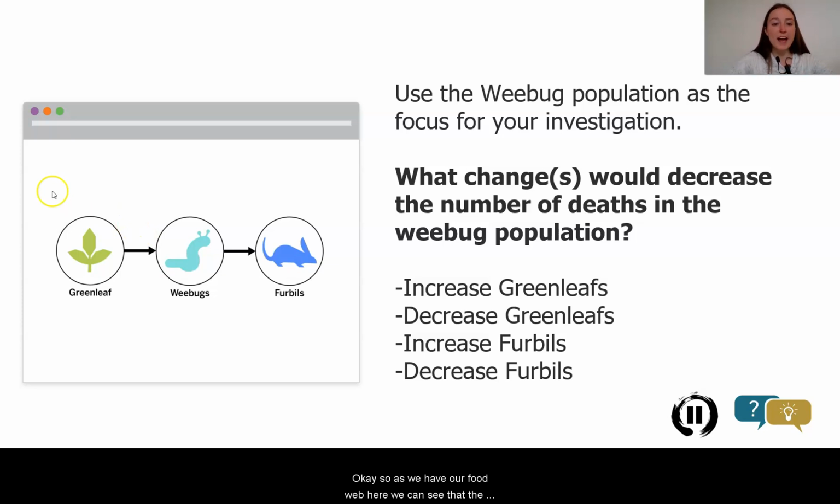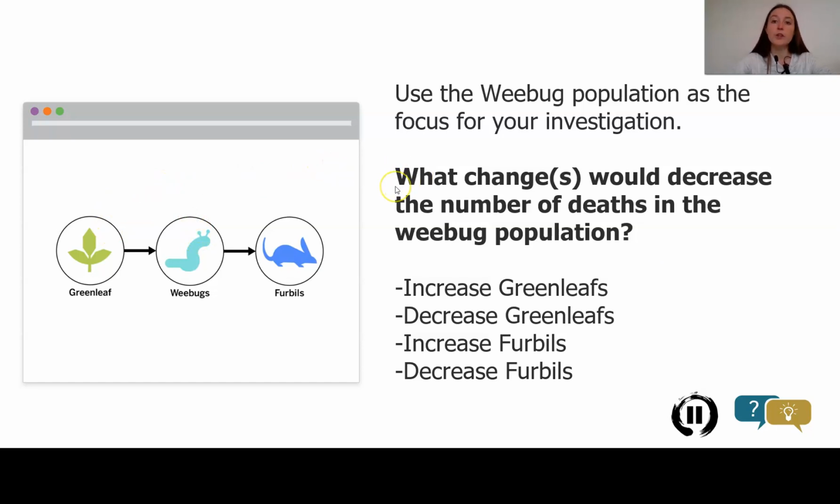Okay, so as we have our food web here, we can see that the energy storage molecules are being transferred this way across our food web, meaning that the green leaves are the resource population for the wee bugs, and the furbles are the consumer population of the wee bugs. The furbles eat the wee bugs, and the wee bugs eat the green leaves.